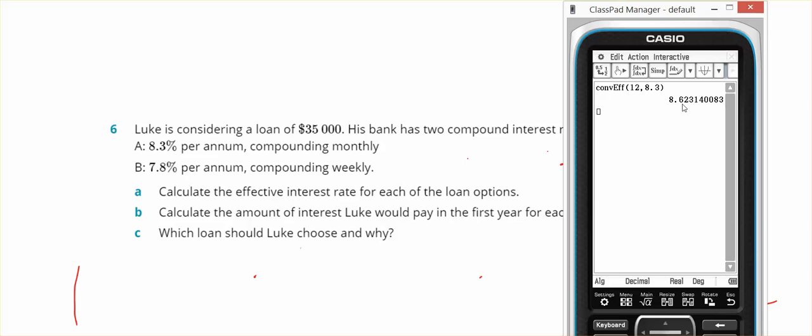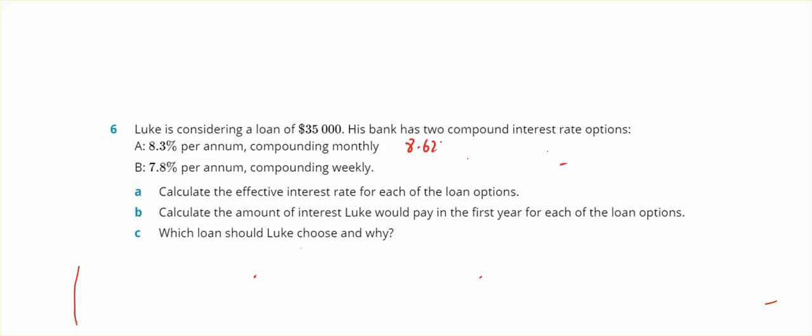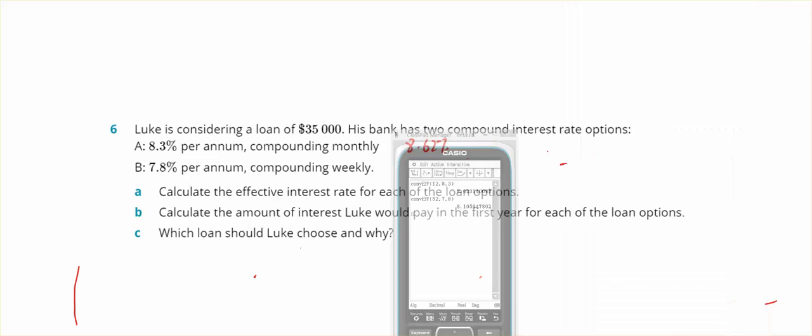8.62% for the first one. For the second one, I can just copy and paste this function and change the values to my needs. It's compounding weekly, so it's 52 weeks in the year, and the annual interest rate is 7.8%. So I'm going to enter 7.8, and I can see the clear difference. The effective interest rate is 8.62% for the first, and for the second one it is 8.11%.